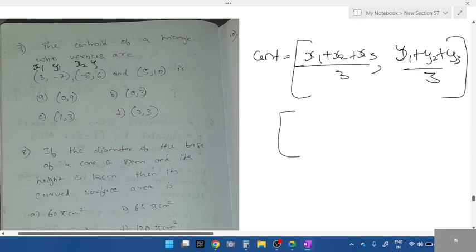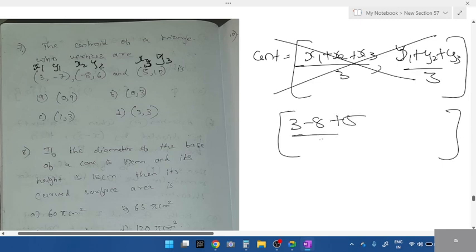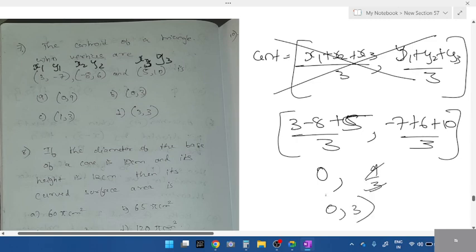X1, Y1, X2, Y2, X3, Y3. See, you can write formula. All this is not required. Just because I'm explaining you all this is not required. You can directly write it like this. Take the first value from all three. 3 minus 8 plus 5 divided by 3. Take the second value. Minus 7 plus 6 plus 10 divided by 3. You get 0, comma 7 minus 6 is minus 1. You get 9 by 3. That is 3. 0, comma 3 is the answer.